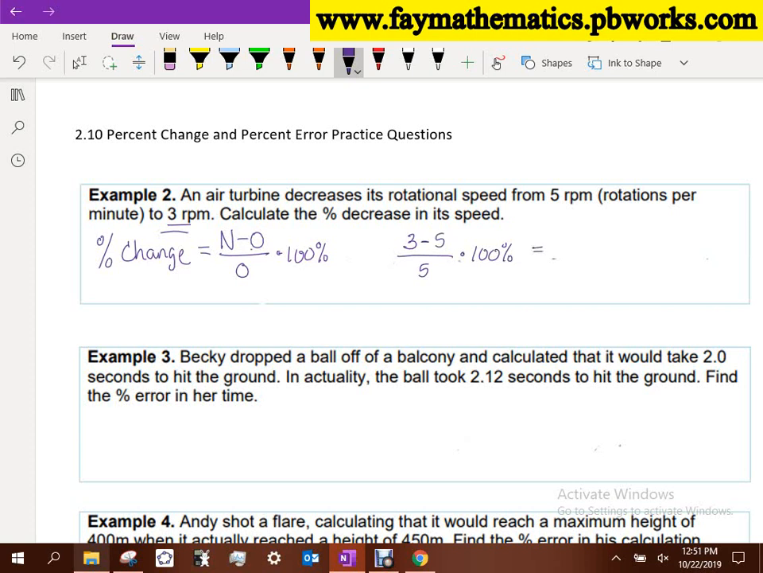Okay, so 3 minus 5 is -2, right? What's 2 divided by 5? 2/5, which is 0.4. Good. Okay, so it's 0.4. So move my decimal 2 spots to the right. When I multiply by 100, it would give me 40%, right? Now it would be negative. You remember yesterday when we got an answer that was negative, we then took the negative away and added the word decrease. So 40% decrease.